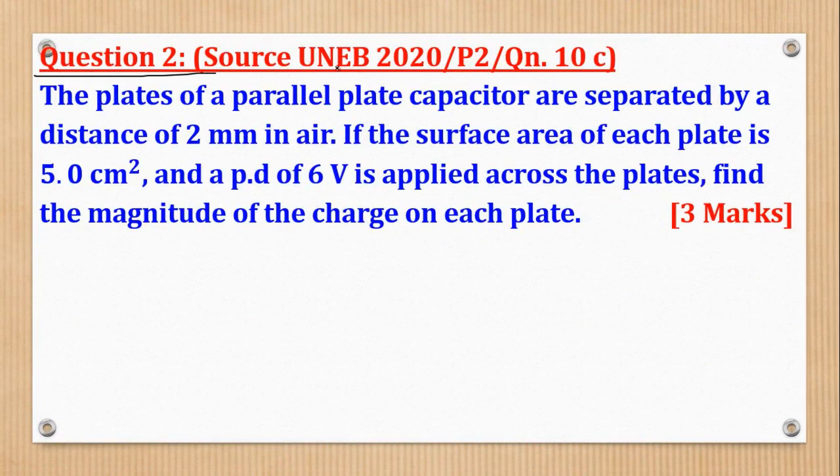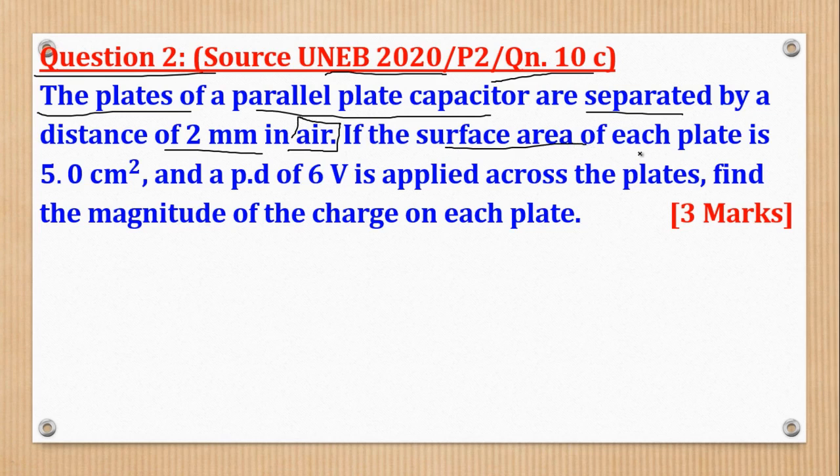What about question 2? Question 2 came from UNEB 2020, that is last year, paper 2, question 10C, and says the plates of a parallel plate capacitor are separated by a distance of 2 millimeters. If the surface area of each plate is 5 centimeters squared, and a PD of 6 volts is applied across the plates, find the magnitude of the charge on each plate.